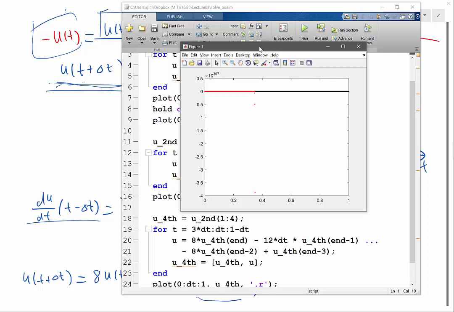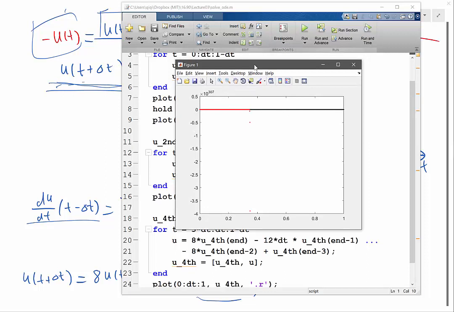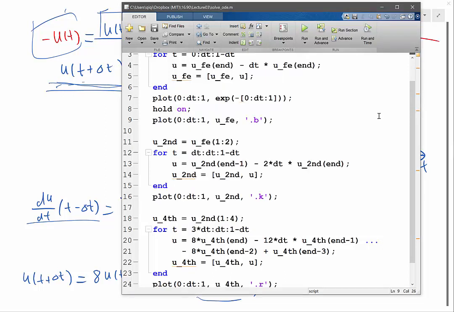So what's going on? I have 5 minutes to explain what's going on. In this lecture we encounter actually two types of instability. The forward Euler is actually remarkably stable for this problem. Out of these three schemes, forward Euler is actually the best for this particular problem.